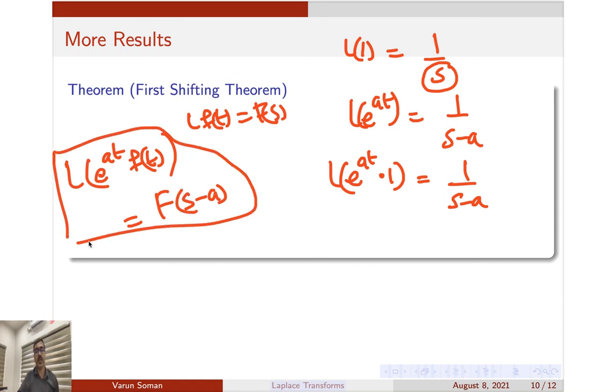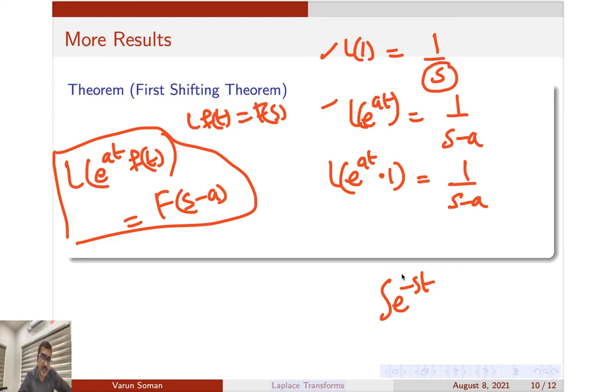So when I multiply with e raised to at, in the transform your s will be changed to s minus a. That is the meaning of the first shifting theorem. I'll go to the statement. This I can actually observe in the case of one here. This is because of the property of the integral, which was defined in terms of e raised to minus st. That is why. I'll show it.